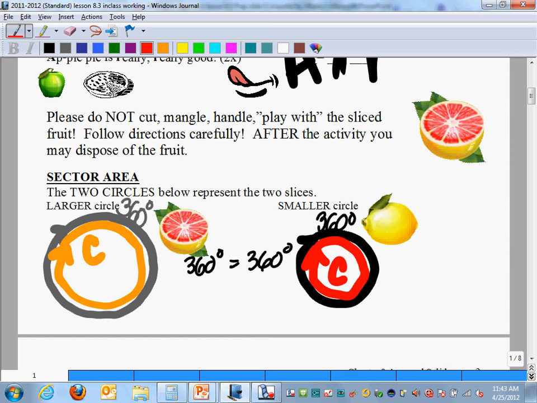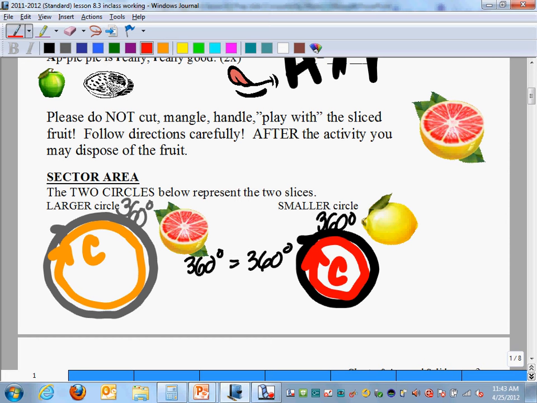Alrighty, simple question. Answer this in your groups. The circumference on the left to the circumference on the right, same or different? Okay, listen carefully to what I have to say.